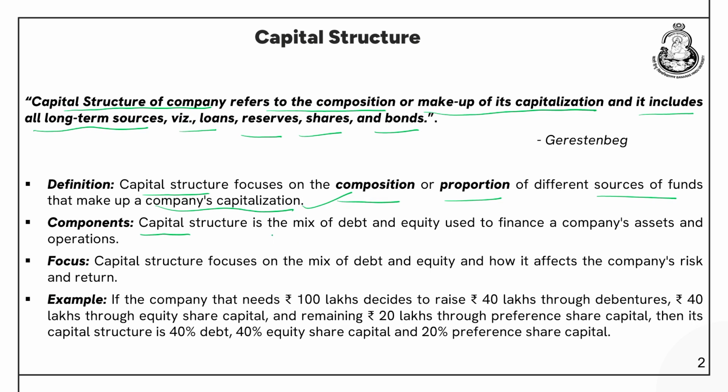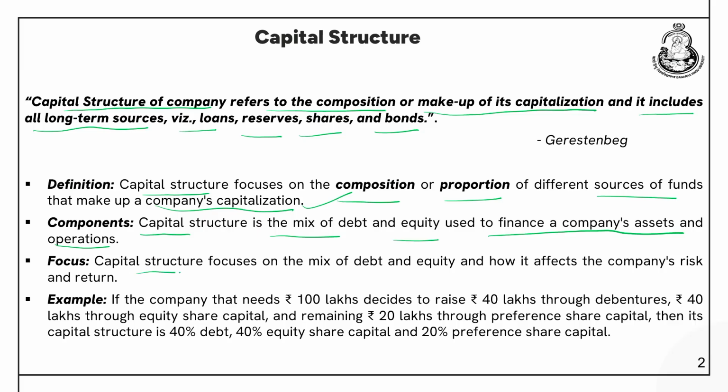Components: it is a mix of debt and equity used to finance a company's assets and operations. Equity gives the ownership rights to the shareholders, whereas debenture holders are the creditors for the company. Capital structure focuses on the mix of debt and equity and how it affects the company's risk and return.